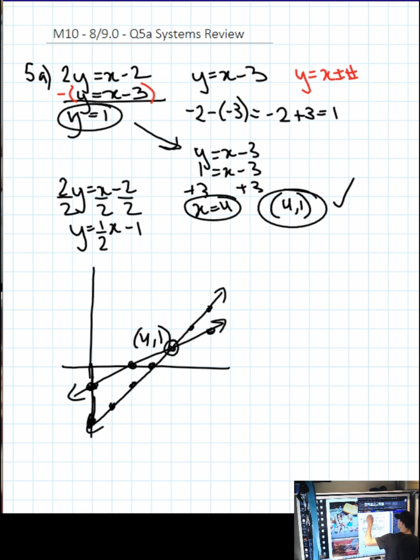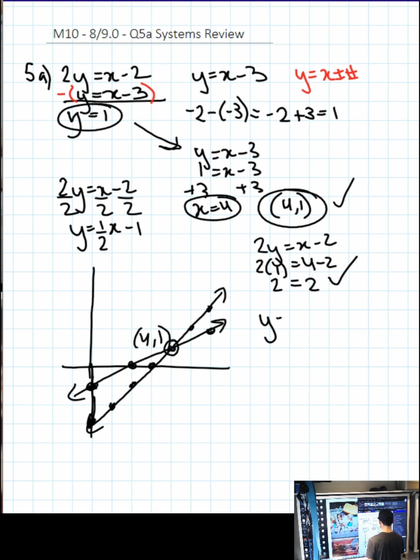Let's also check our answer by substitution. So let's take the point 4, 1 and substitute in for x and y. First of all, the equation on the left, 2y equals x minus 2. Then we can take the y value of 1, substitute in for y. 2 times 1 equals the x value of 4 minus 2. 2 times 1 is 2. 4 minus 2 is 2. We know it's correct. We know it's on that line. Let's take the other equation, the equation on the right, y equals x minus 3, and take our x and y value. We have a y value of 1 and an x value of 4.